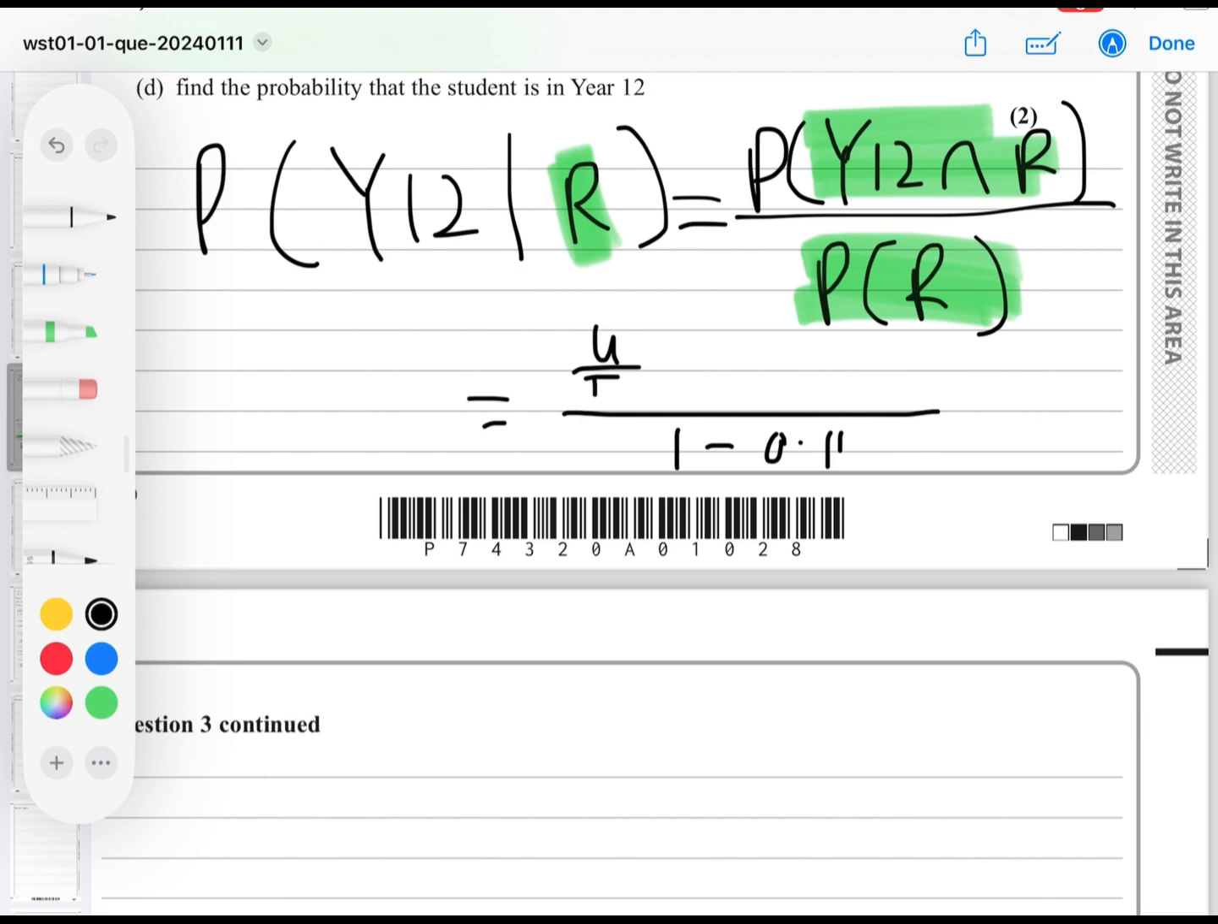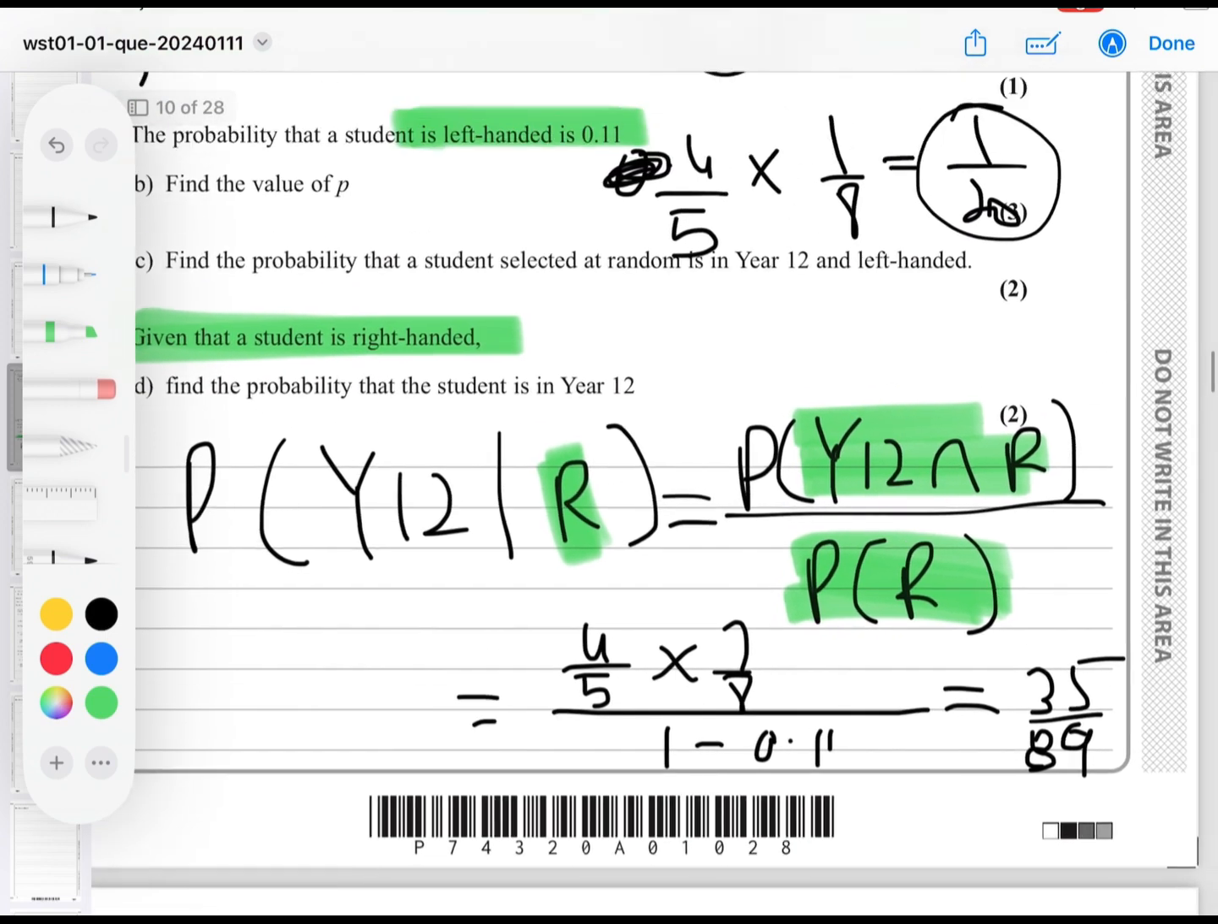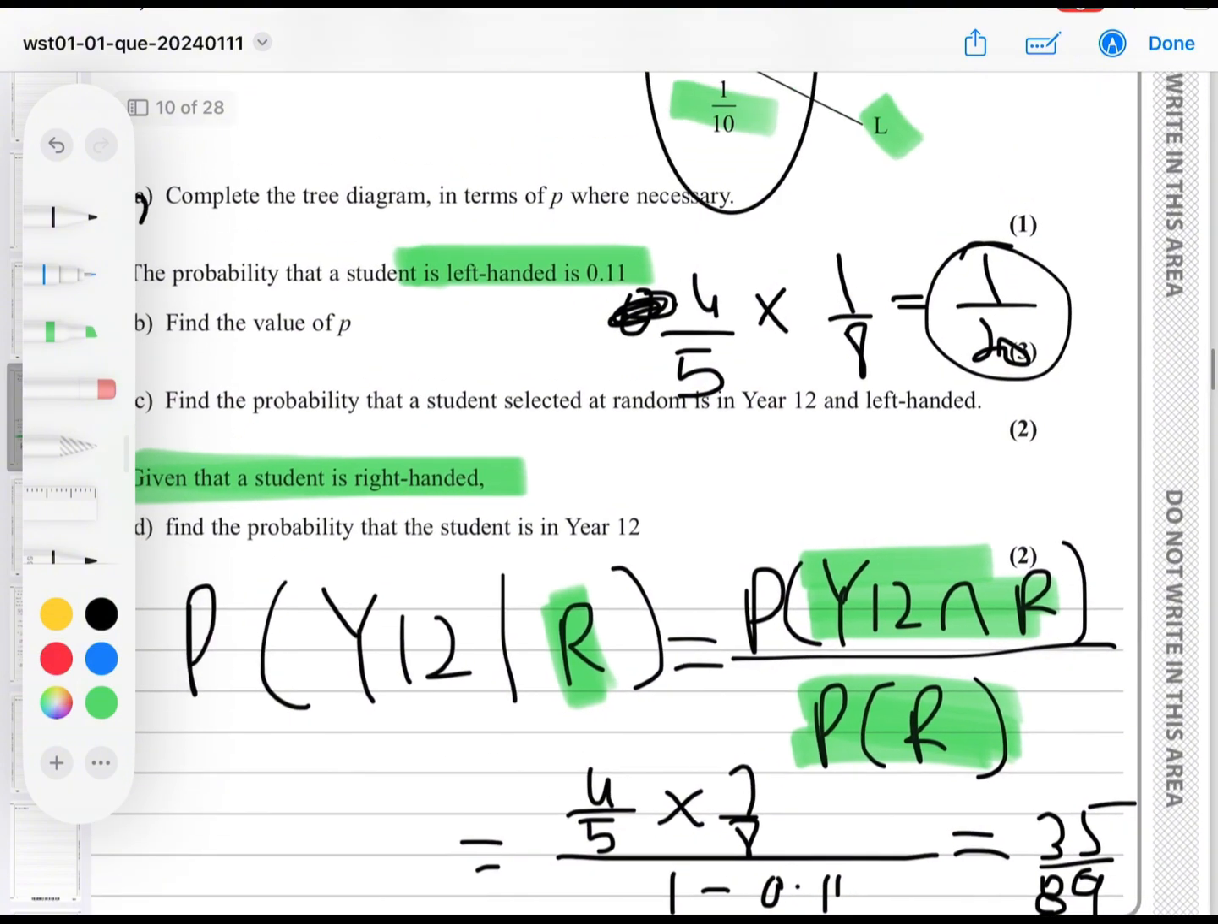4 upon 5 into 7 upon 8. There you go. So the answer for this will be 35 upon 89. Sorry, 35 upon 89. And if I just calculate this, hold on, if you want the answer in decimals, I think I made a mistake here, sorry.